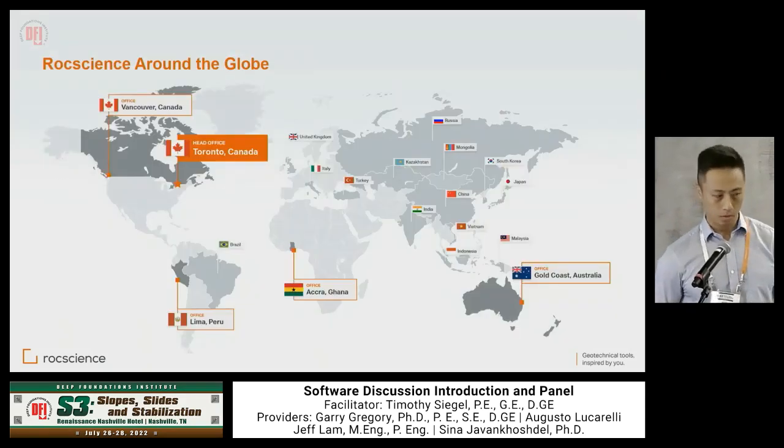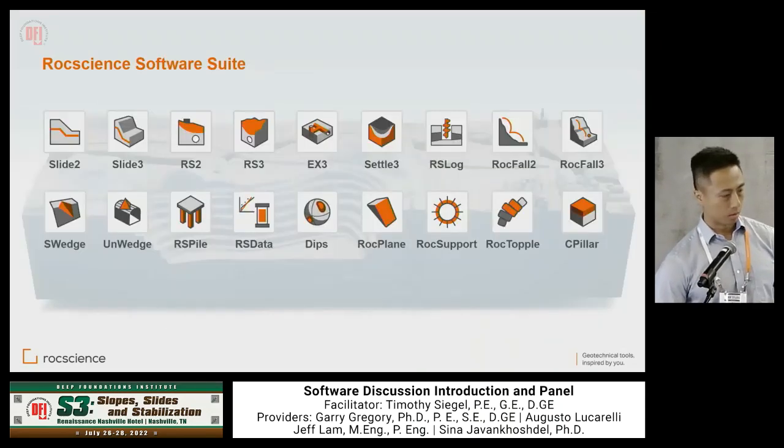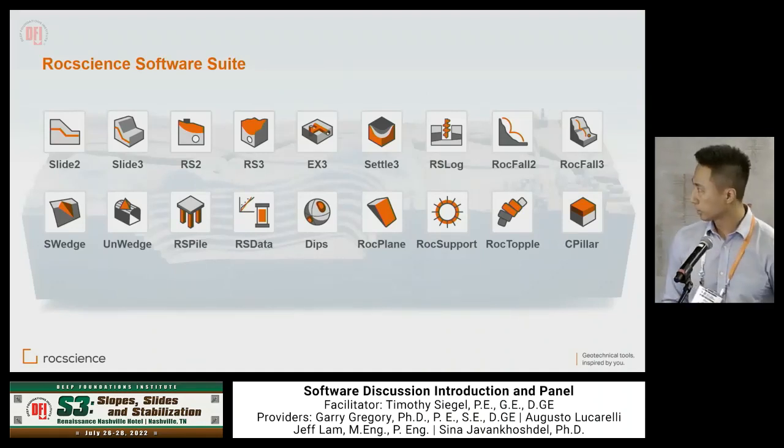So we do all of the development outside of Toronto, but we do have offices all over the world. Maybe one day we'll have a more permanent office in the States. We look forward to that. So we produce 18 different software programs.